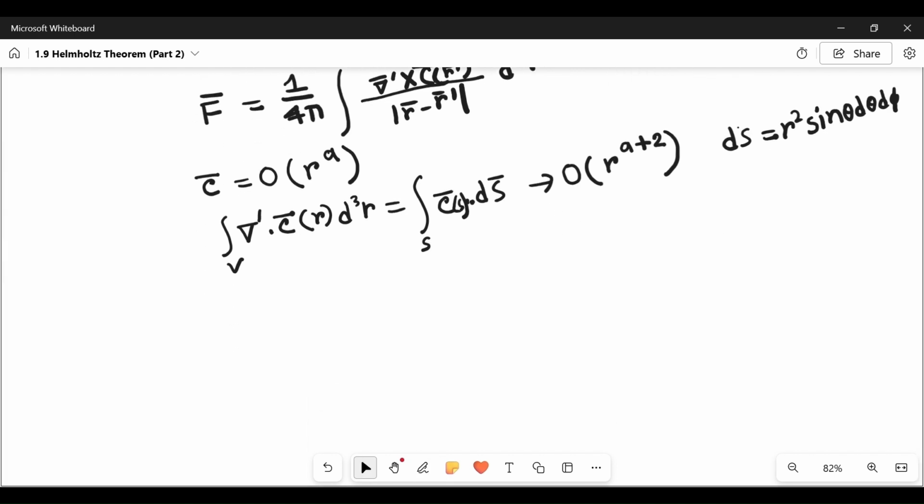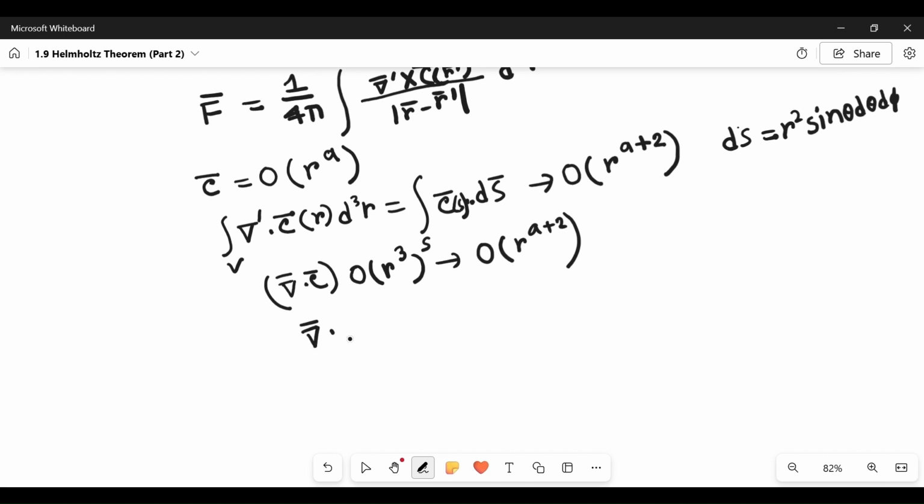Then if we say on the right side, the divergence of C times an infinitesimal volume, ds will be of order r to the power of 3. So from here we can say the divergence of C is of order r to the power a minus 1.